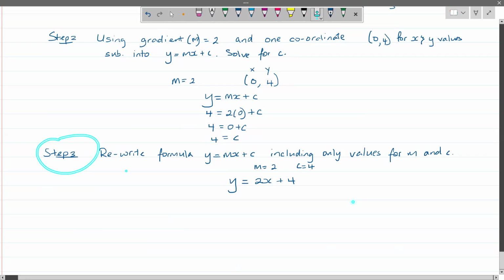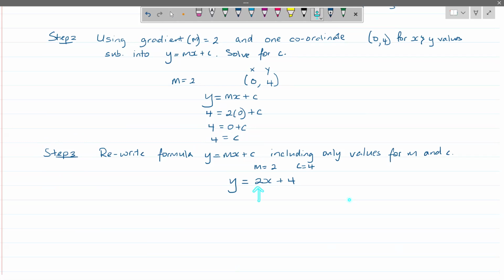We're going to rewrite the formula y is equal to mx plus c, right? All we're going to substitute is the values of m, which we found earlier to be 2, and now we know that c is 4. So the general equation of the line y is equal to mx plus c. We are always trying to work out what m is and what c is, right? To find c, in this example, we use our value that we worked out for m. We took a point on the line to get values for x and y so that we could work out what c is in order to write the equation of our line.